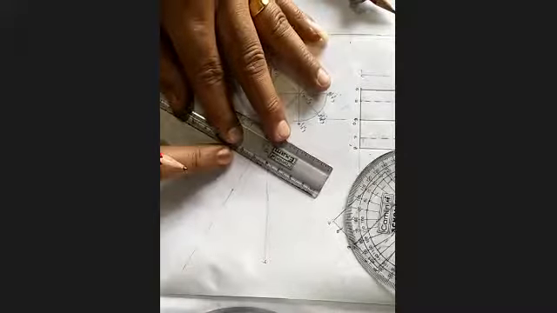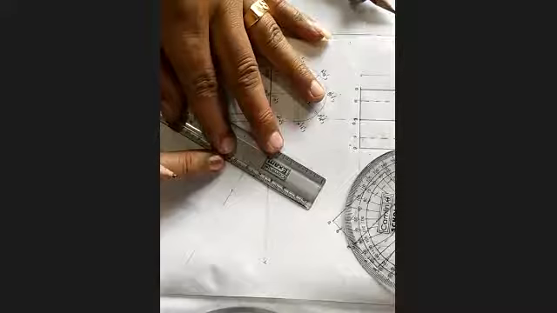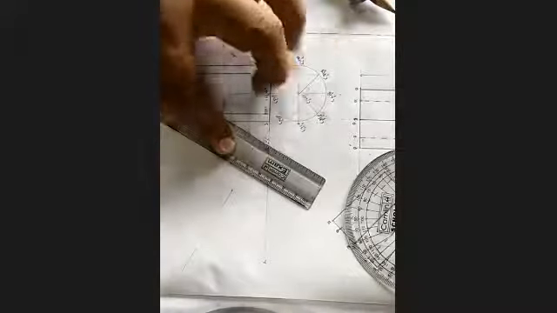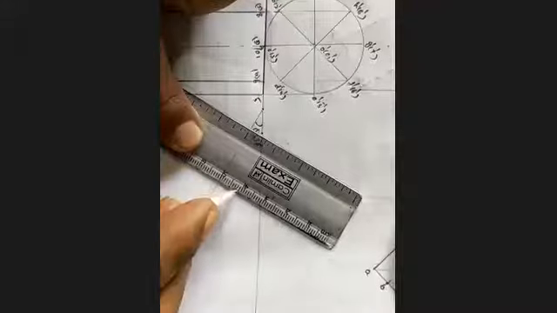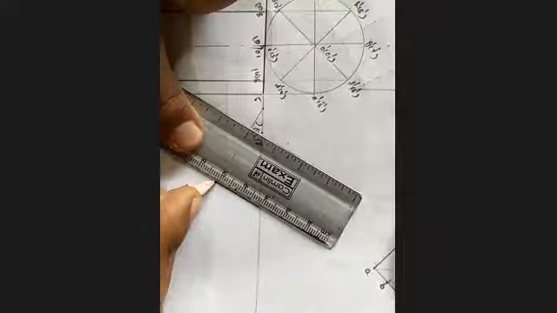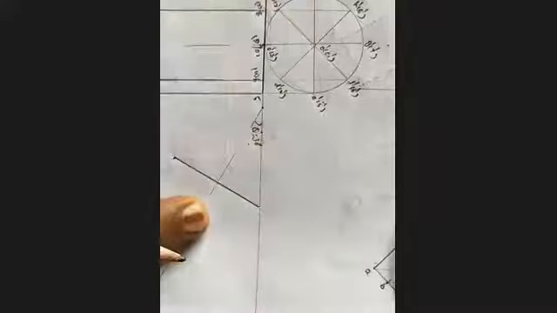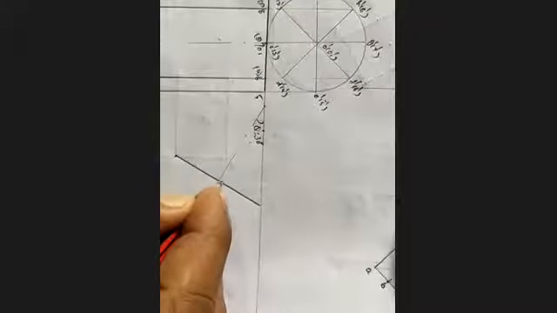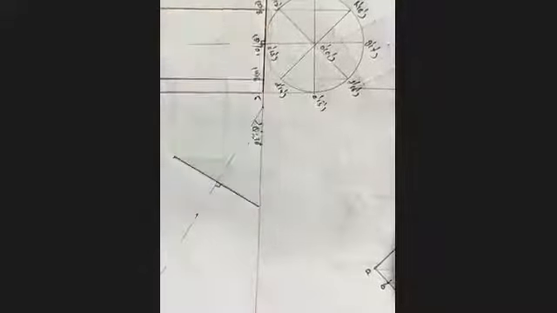Exactly, keeping 5, I want 20. See, it is visible. 5, 4, 3, 20. This side is 20. This side is also 20. This is important. This relation is perpendicular. This relation is also perpendicular.